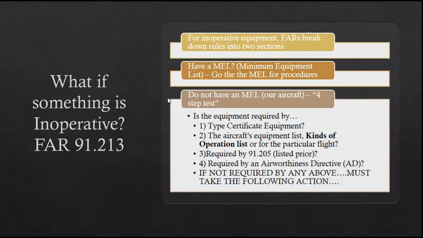The next step is to determine whether the equipment is required by Federal Aviation Regulation Part 91-205. That's the regulation that we just went over for VFR day and VFR night flight. If it's not required by FAR Part 91-205, then you just have to make sure it's not required by an airworthiness directive. If it's not, then we have to take the following action.